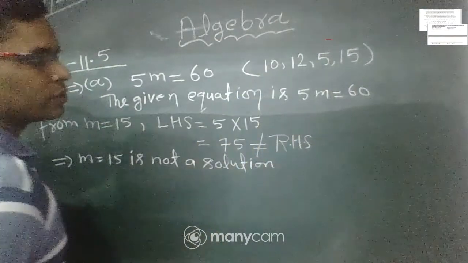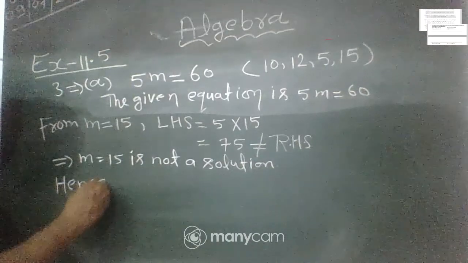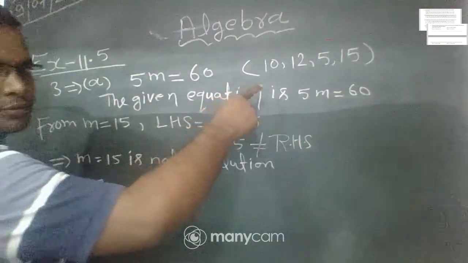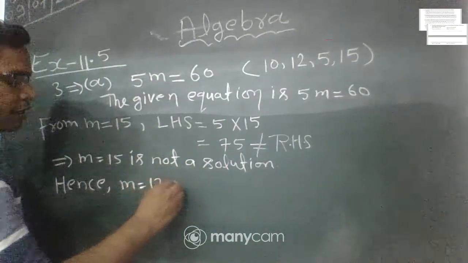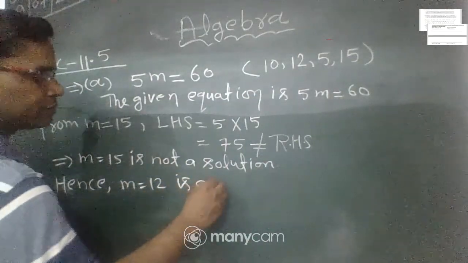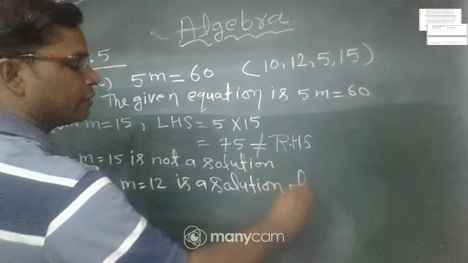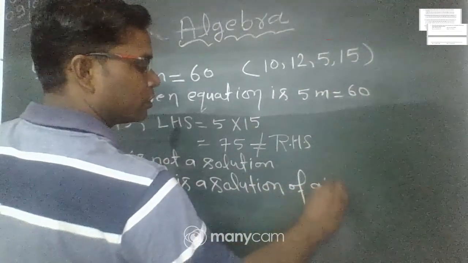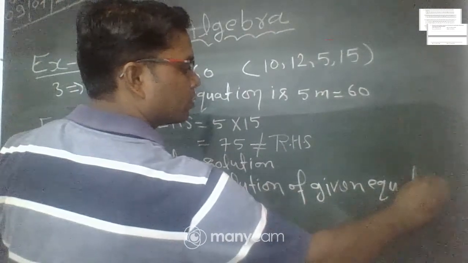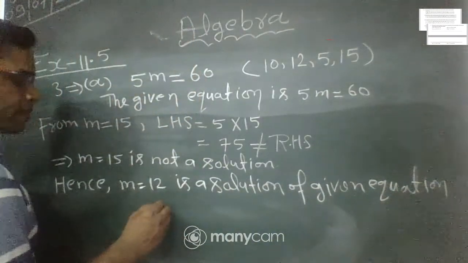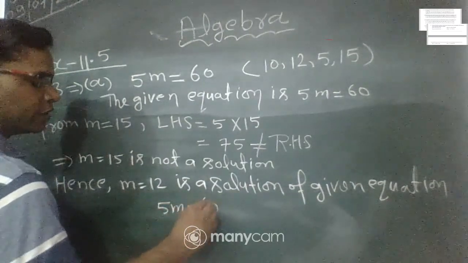Which number gives the solution? Hence m is equal to 12 is a solution of the given equation 5m is equal to 60.